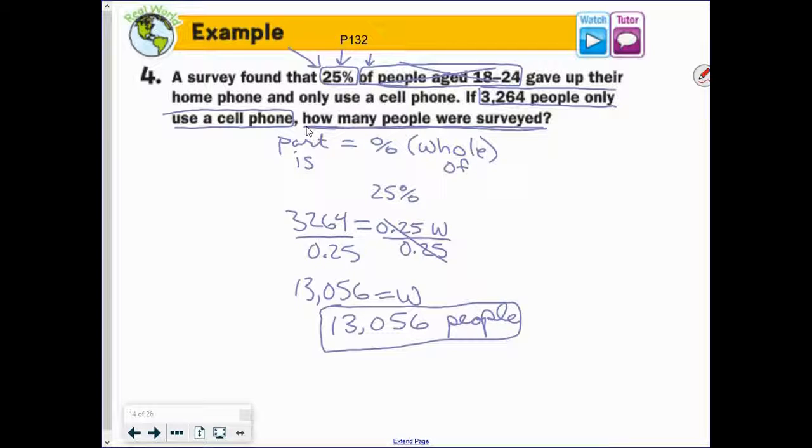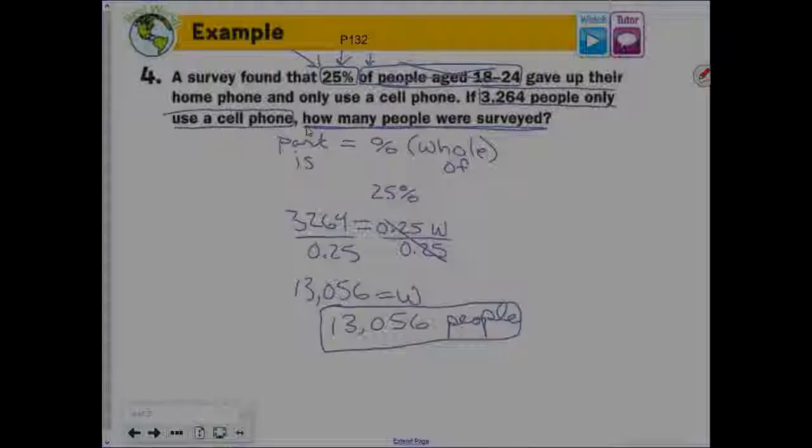Well, that brings us to the end of our examples. So go back and do those letter problems, and we'll get together in class and go over them.